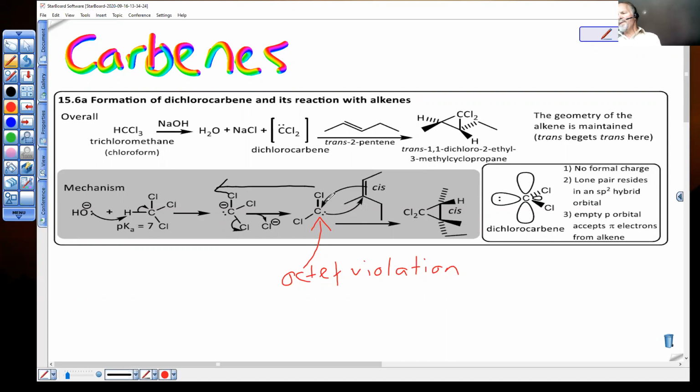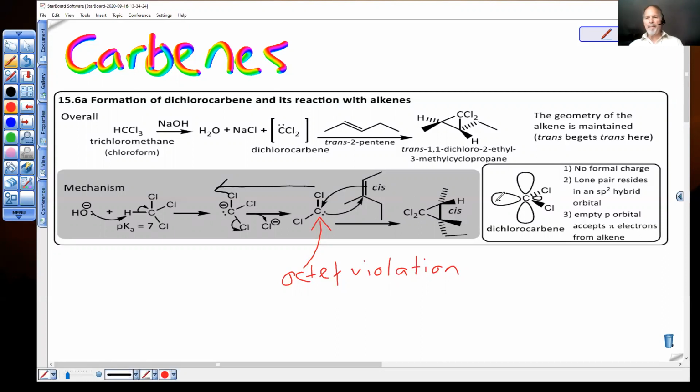Where does that put its electrons? Well, if we take a look at the Lewis structure with the actual empty p orbital here, the empty p orbital is a location for electrons. So that's where the electrons are going, into this empty p orbital. And the lone pair is living in a hybrid, an sp2 hybrid. You got 2 sigma bonds and a lone pair.